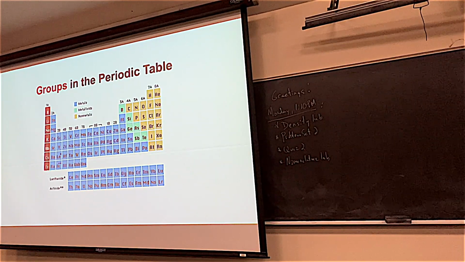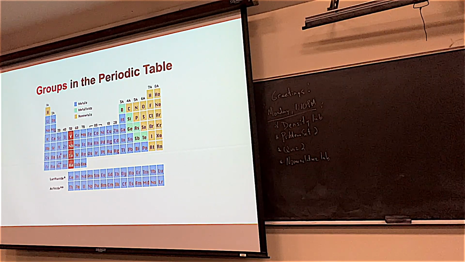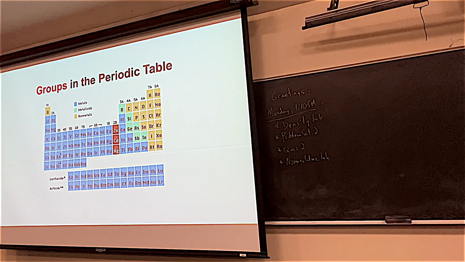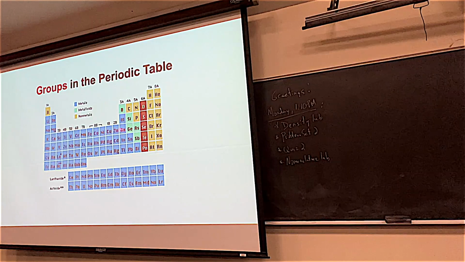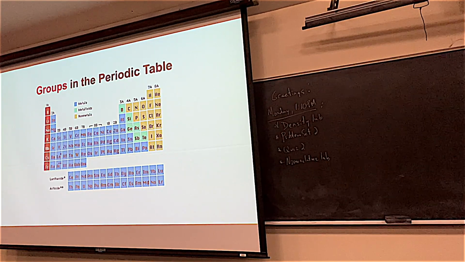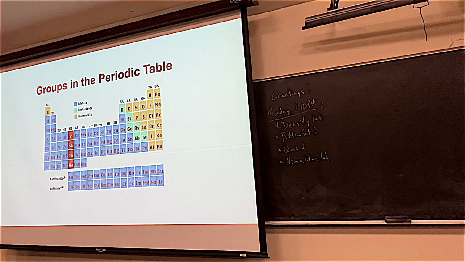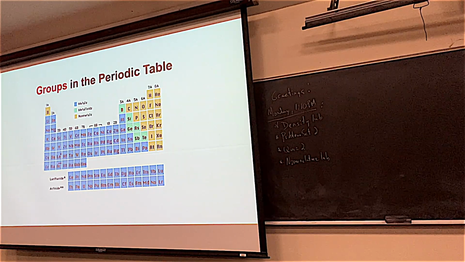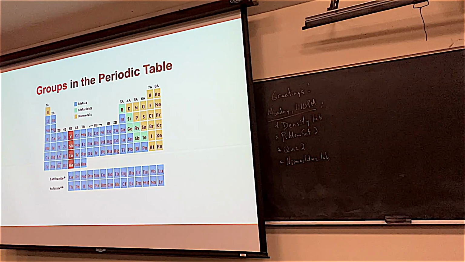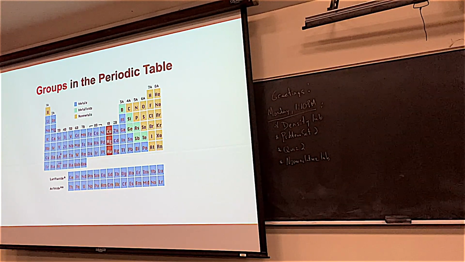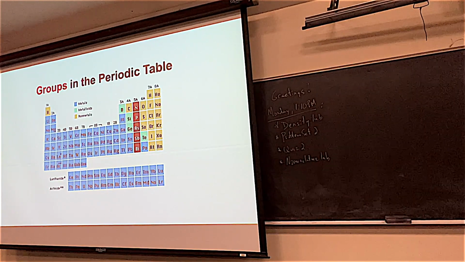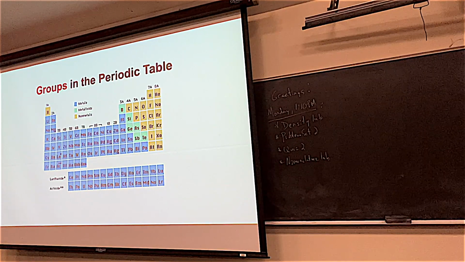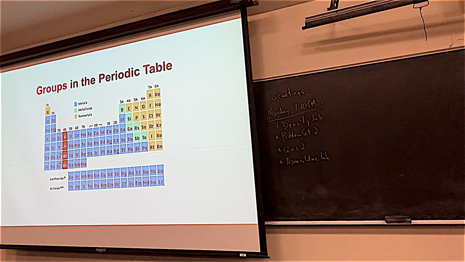Now, there's different ways to represent the groups on the periodic table, and we're going to use the system that's used right here. 1A and 2A are on the left, and 3A starts over here by boron and goes over to 8A. And in the middle are the B groups, all right? You will see periodic tables in different formats, but this is the one we're going to use. 1A and 2A on the left, 3A through 8A on the right.